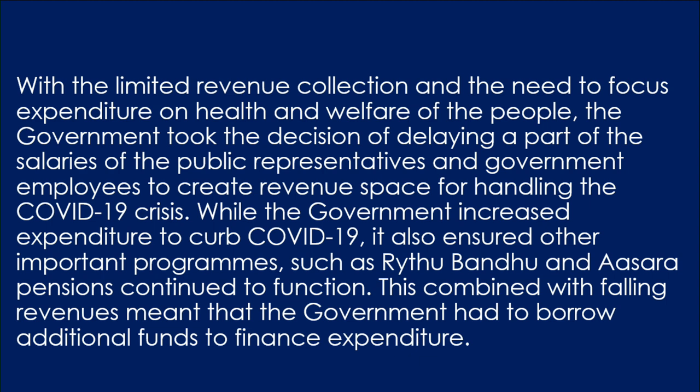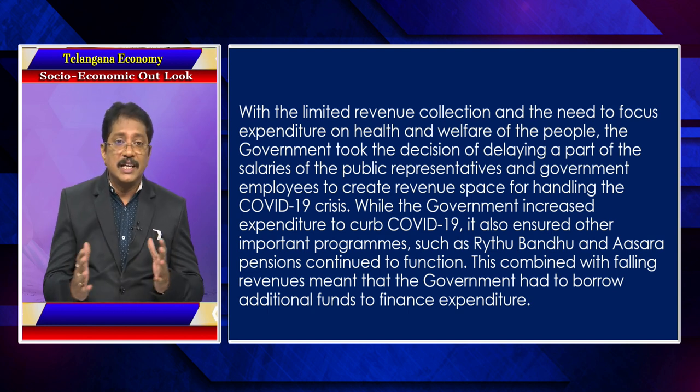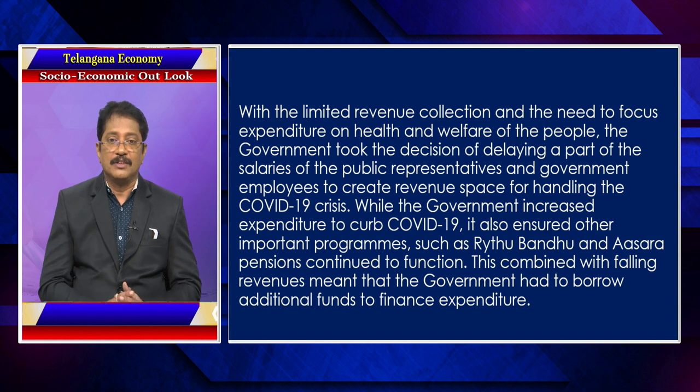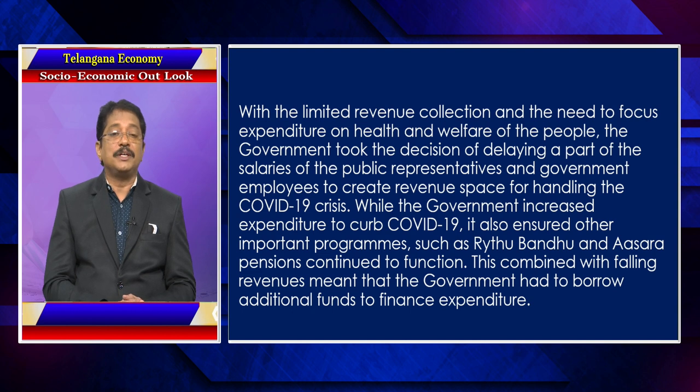of the public representatives and government employees to create revenue space for handling this COVID-19 crisis. So at that time, the government gave only 50% of salaries. It was done for only 2 months, to adjust the amount, to fill the revenue gap, the revenue space. That's very, very important. And to create the revenue space for handling the COVID-19 crisis. This is the impact of that.